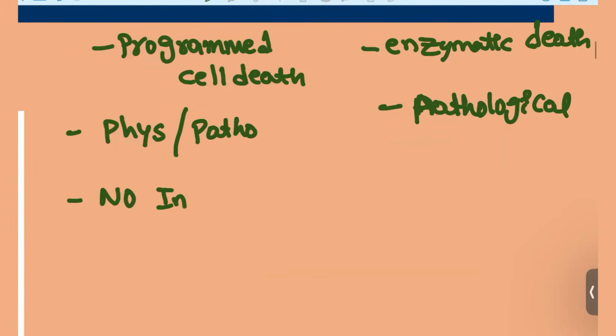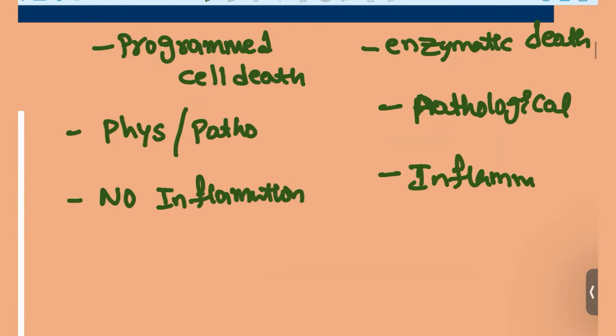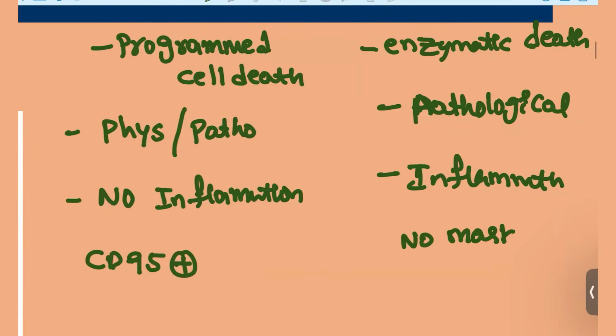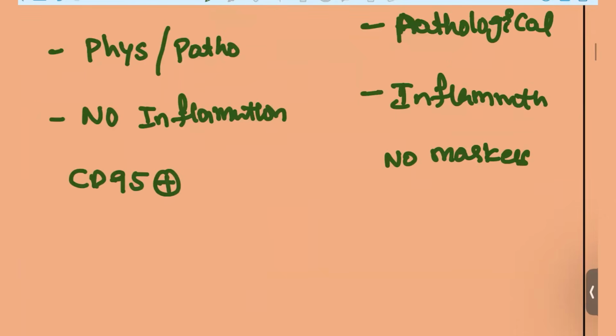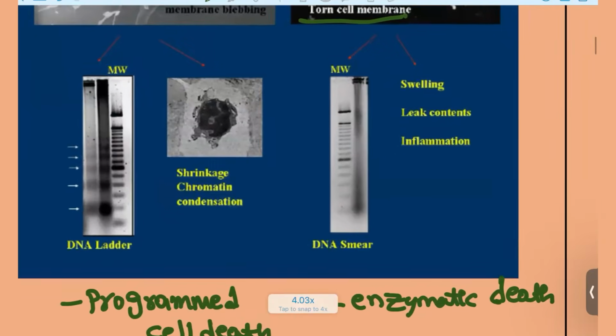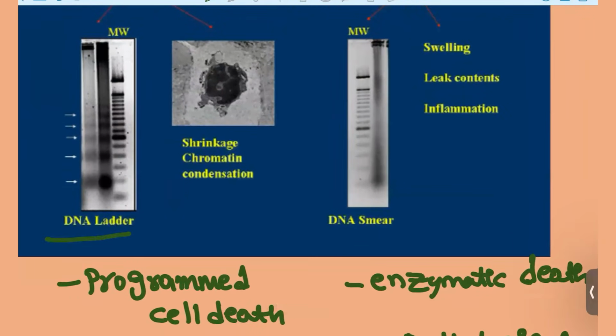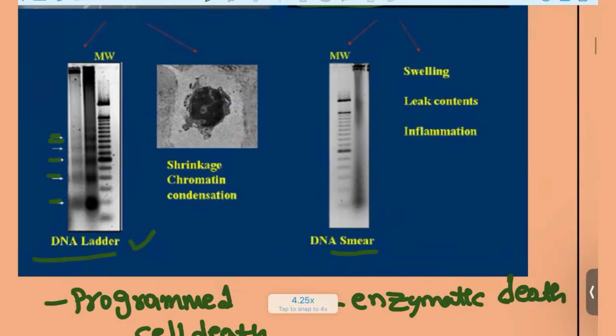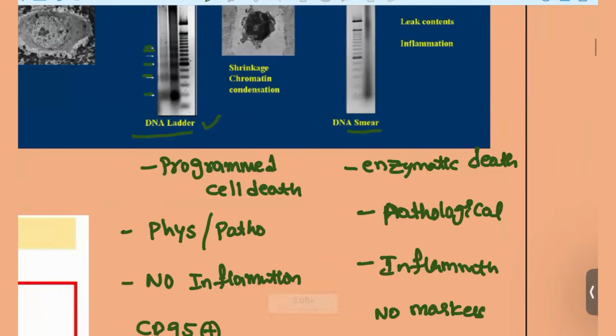And here you are going to see changes like there is no inflammation after apoptosis, but in necrosis, inflammation is present. For markers, you have CD95 for apoptosis, and no specific markers for necrosis. Okay, and these are the major changes. When you do smearing of the DNA, you are going to see a step ladder pattern in apoptosis, whereas just smearing will be seen in necrosis. This is the main difference that you have to remember.